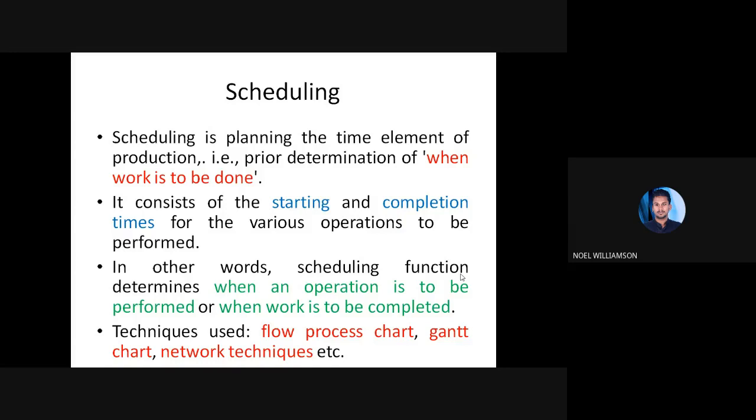The techniques mainly used for scheduling are the flow process chart, Gantt chart, and network techniques like CPM, PERT, etc. So these are the techniques used for scheduling.